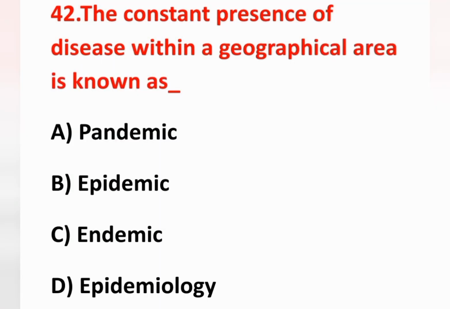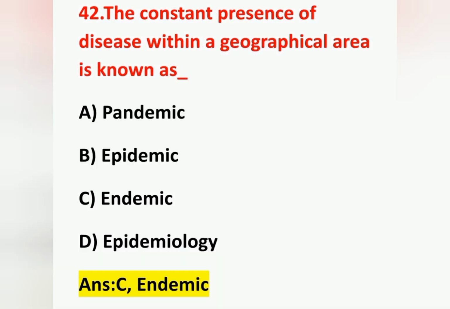And the next question, the constant presence of disease within a geographical area is known as. Options are option A pandemic, option B epidemic, option C endemic, and option D epidemiology. So here correct answer is option C endemic. Endemic means the constant presence of disease or an infectious agent within a given geographical area or a population group. Okay, that is known as endemic.